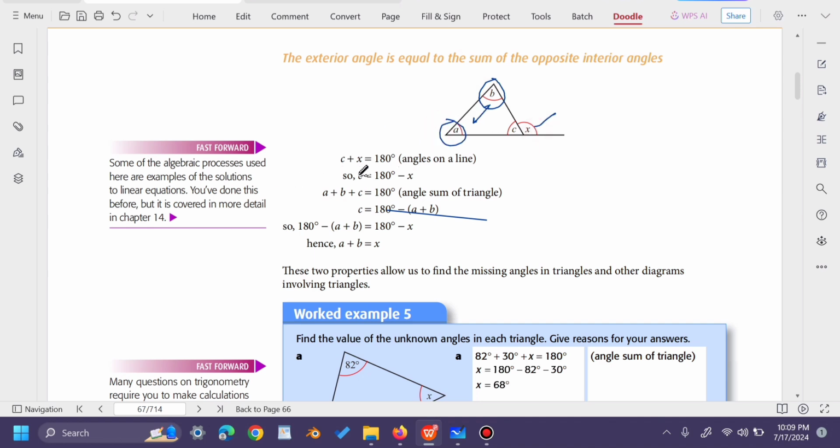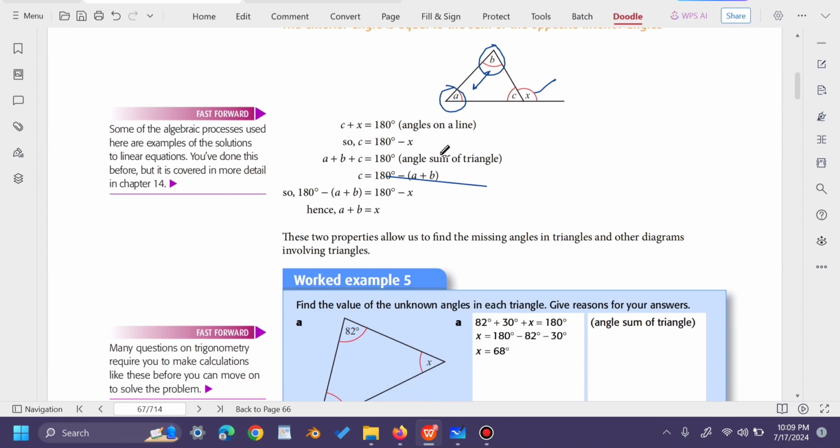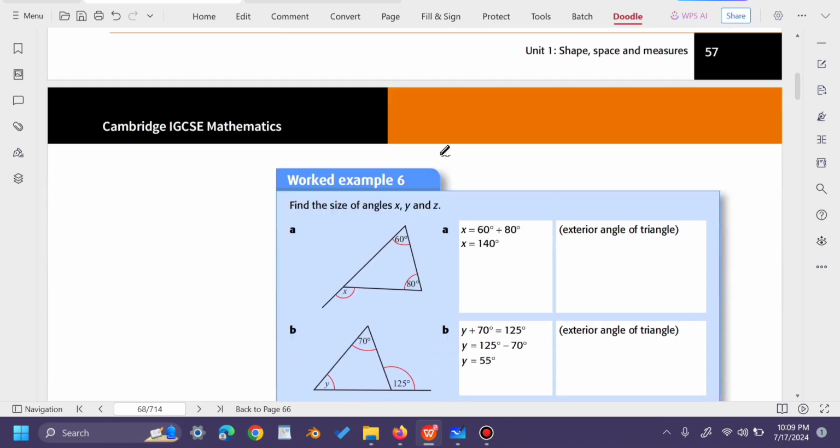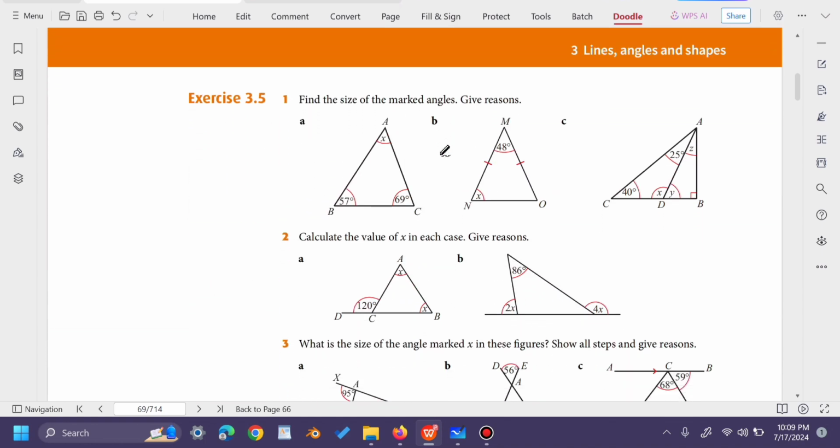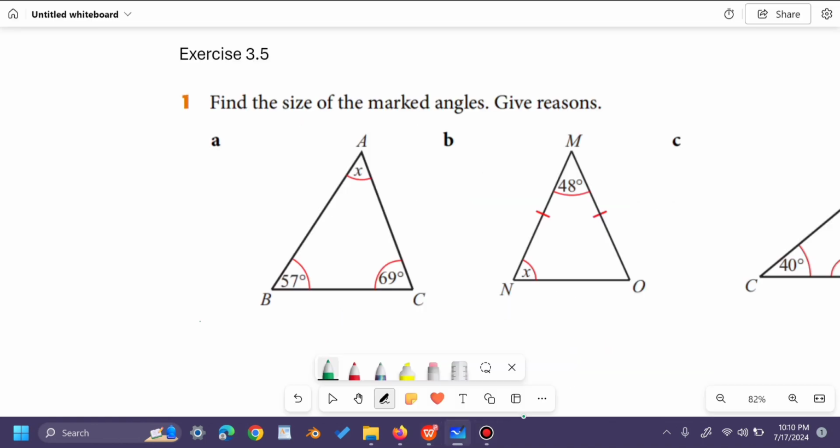You can see this through this proof as well. You can go over that later. And then there are some worked examples, and let's go over the questions finally. Okay, exercise 3.5, find the size of the marked angles. So these are the marked angles. You need to find the size of the marked angles, and we need to give its reasons as well.